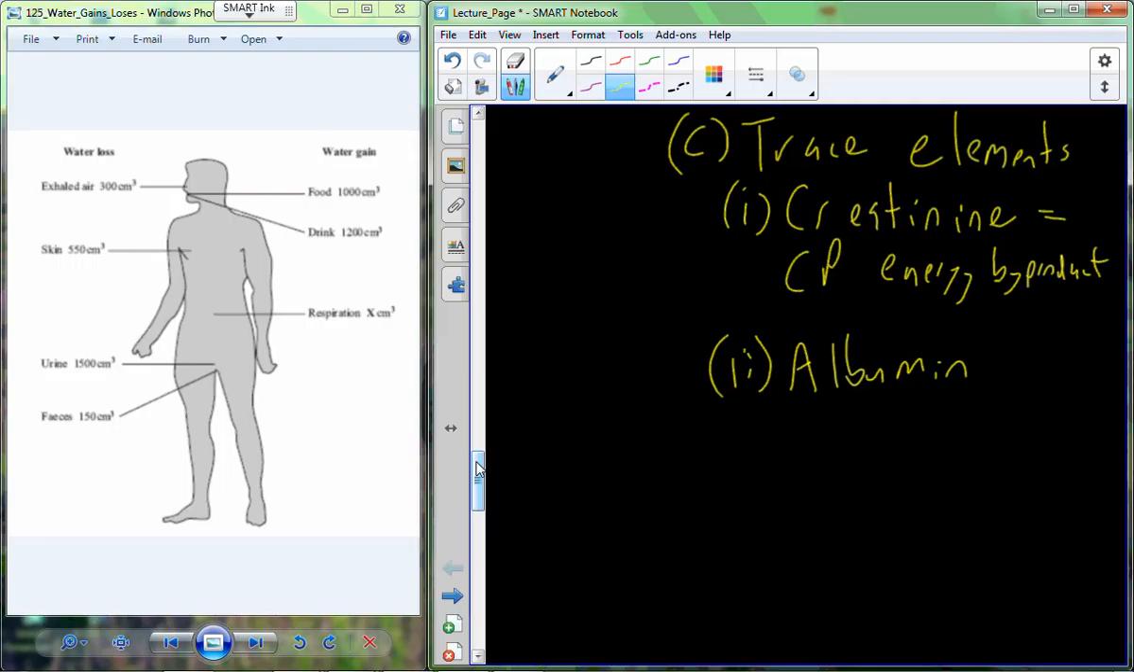Another trace element is albumin. Albumin is actually a protein. It should be really, really low. Kidneys should not be generating large quantities of urine with large amounts of protein, unless you're supplementing protein, in which case you're going to find larger quantities of protein in your urine.